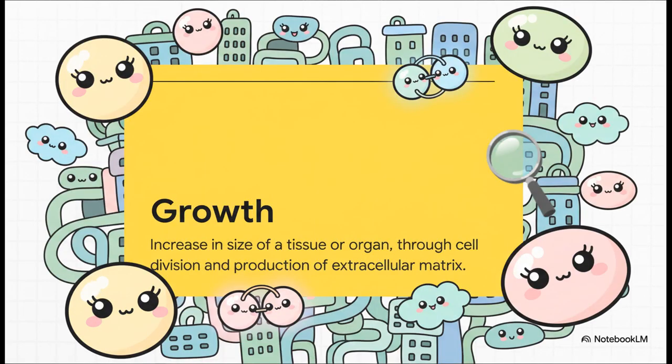The first principle is growth. And yeah, it's pretty straightforward. To build a body, you have to get bigger. This happens in two ways. First, cell proliferation, just making more and more cells. And second, producing what's called the extracellular matrix. Think of it as the biological mortar that holds all of our cellular bricks together.